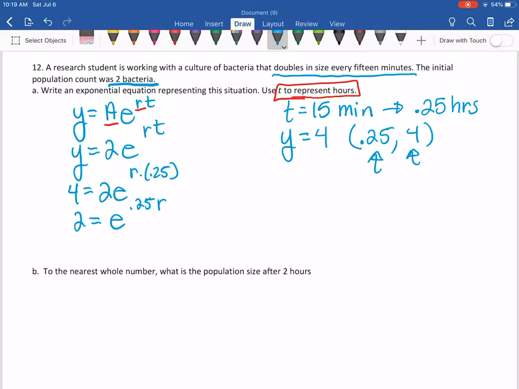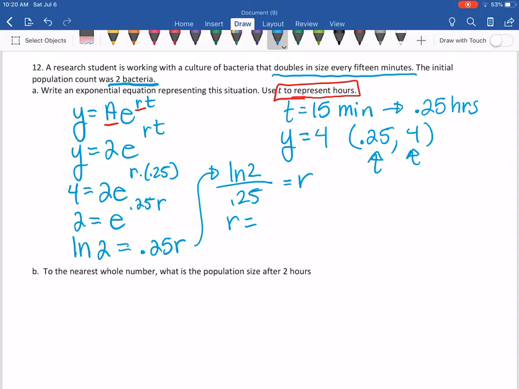Now this is an exponential equation. So what we're trying to solve for is in the exponent. So I need to take the log of both sides, or the other way I could do it is just put it in log form, and that way I can solve for r. So if I put this in log form, this is base e, so I'm going to use natural log. So I have natural log of 2 is equal to 0.25r. That's my exponent. And then to solve for r, I'm just going to divide both sides by 0.25. So I have the natural log of 2, and I'm going to divide by 0.25, and that's going to give me my value of r.